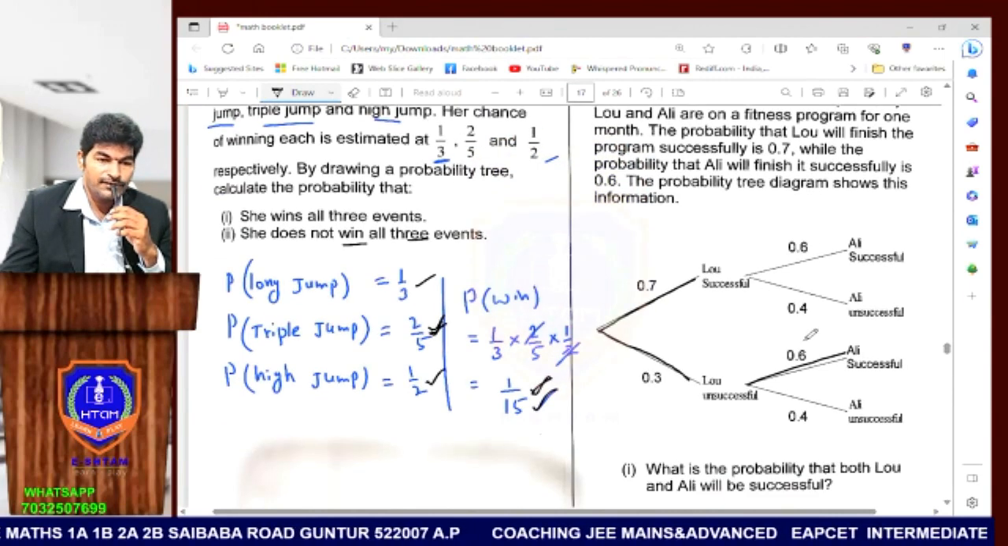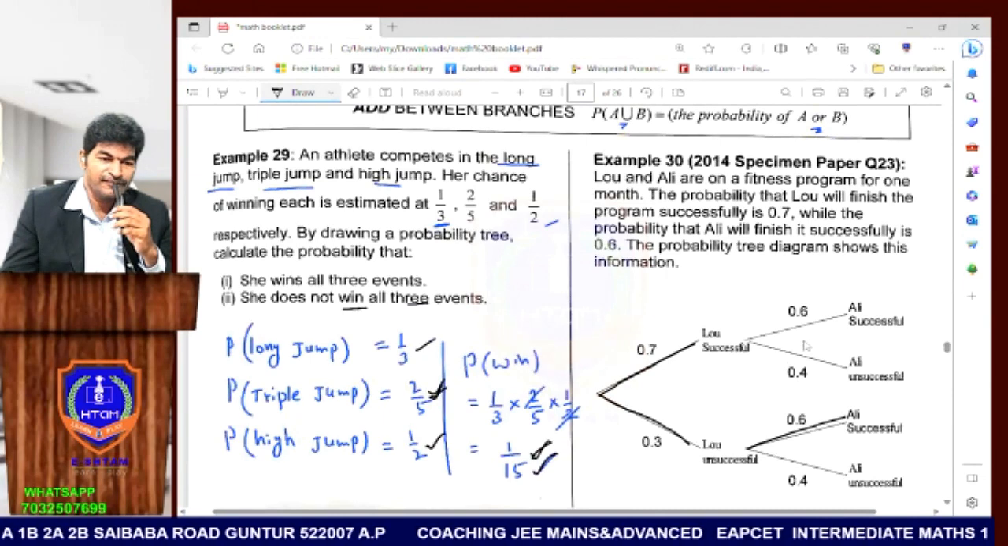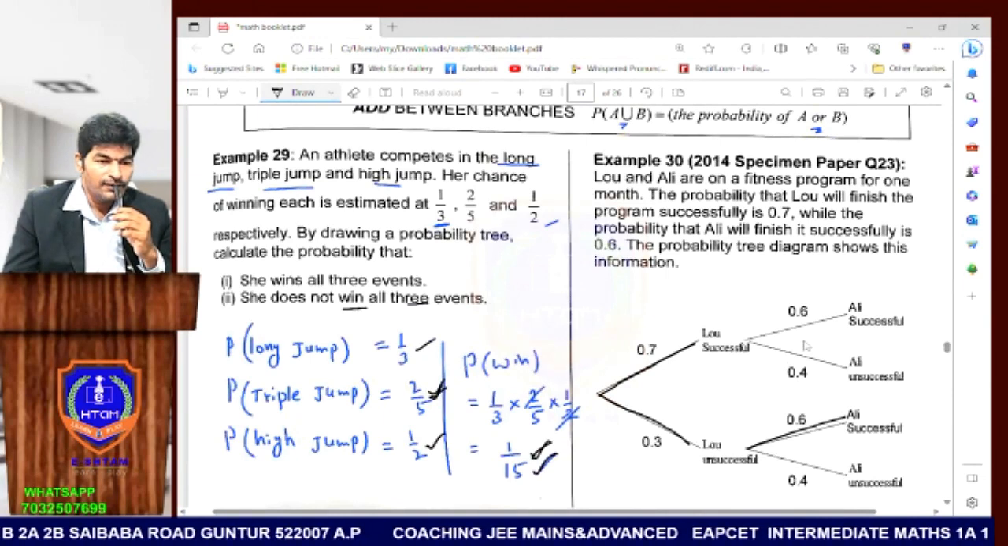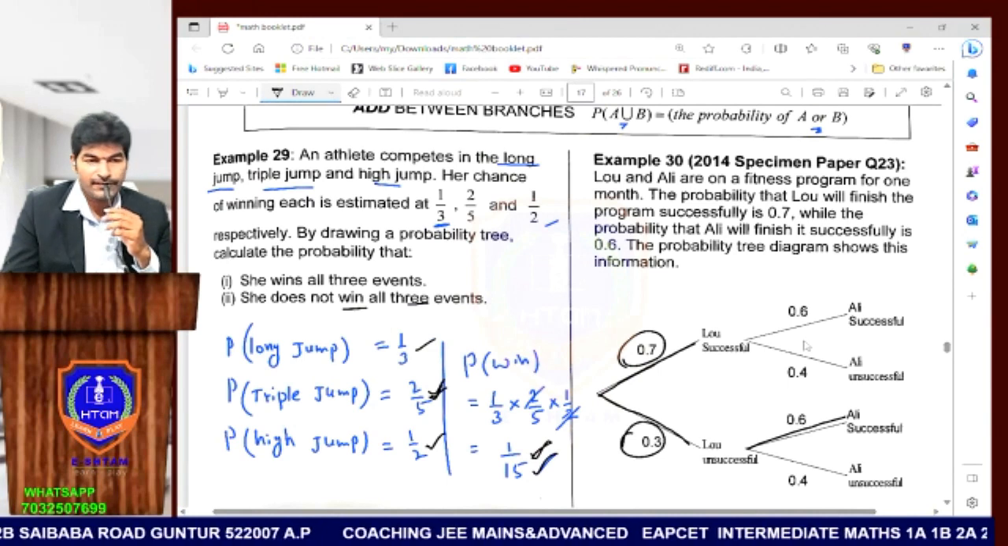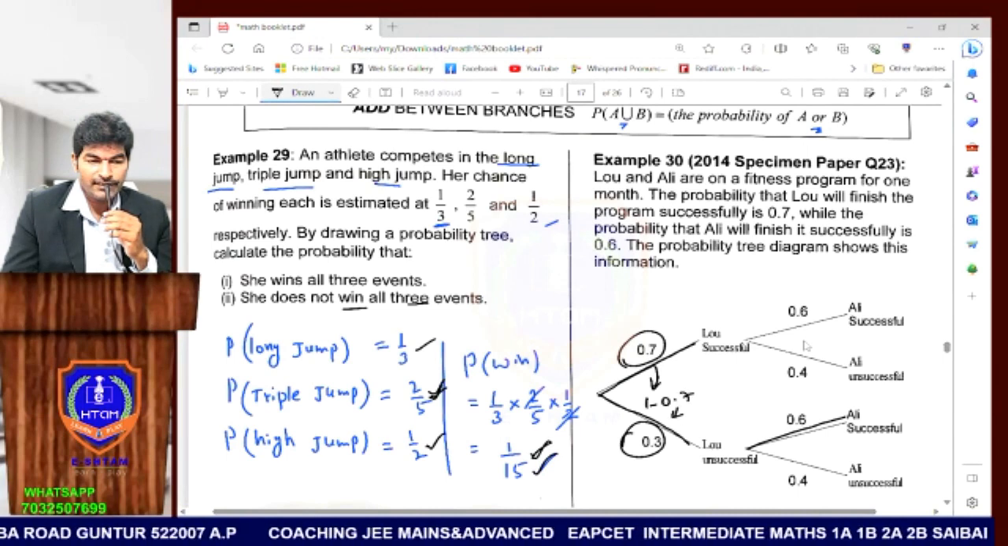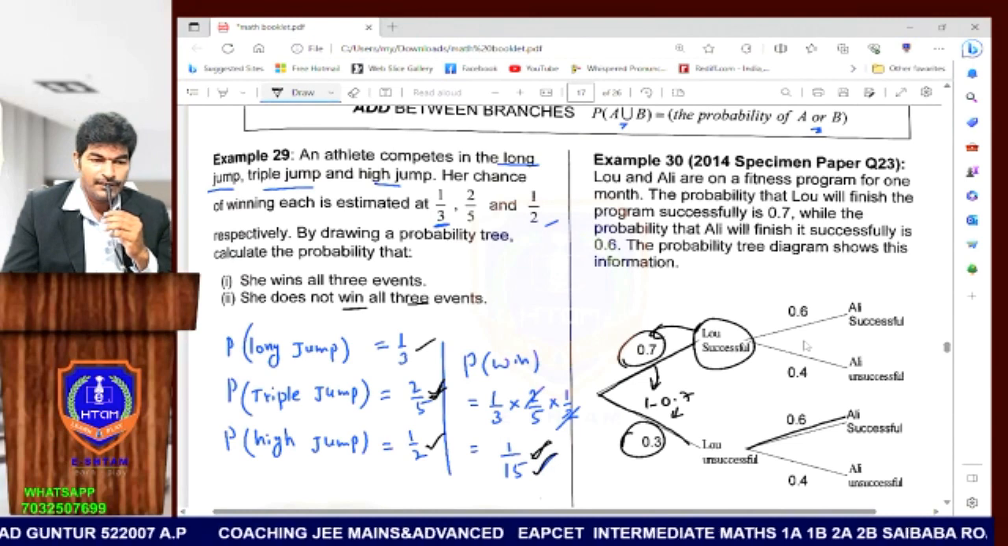Let us observe all this information. So they started that fitness program. Lou successful is 0.7, unsuccessful is 0.3. That's the negation of that. If you do 1 minus 0.7, you will get this 0.3. Lou successful and Lou unsuccessful. Understood?